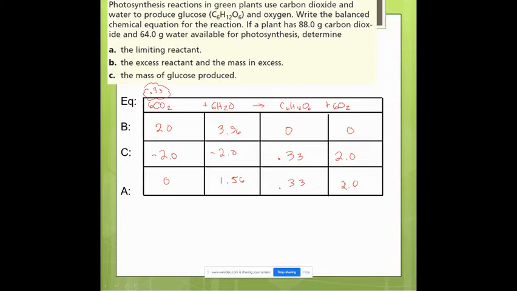All right. So now we can determine that our limiting reactant was CO2. We're going to figure out the excess reactant, that is our water, and how much of that is in excess. We're going to take this, we're going to multiply it by 18.0, which is the molar mass of water. And when we do that, we end up with 28.1 grams. So that is our answer to here. It's water. And we're going to have an extra 28.1 grams.